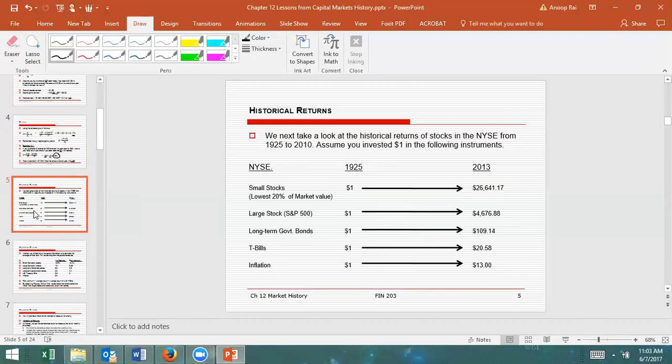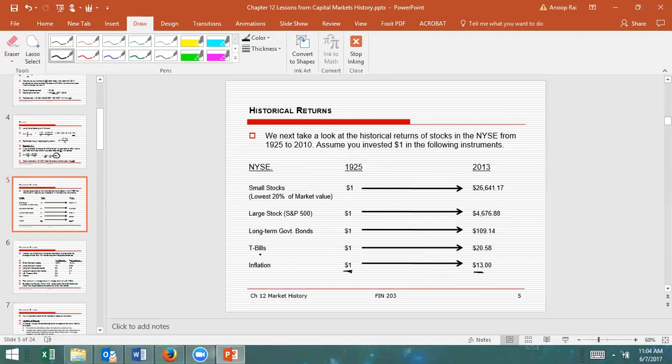Ibbotson and Sinquefield is one of the premier companies that have accumulated data of stocks and bonds over nearly 100 years, but right now, they started in 1925-26 for collecting the data. And they compile these returns. What would have happened if you had invested $1 in 1925, and where would you be now? Just take a look at this chart, and we'll start from the bottom. $1 in 1925, if you had just made enough to cover inflation, would have grown to be about $13.